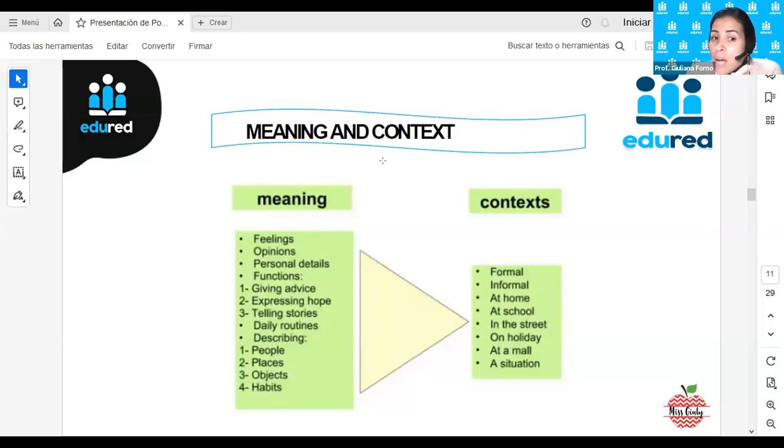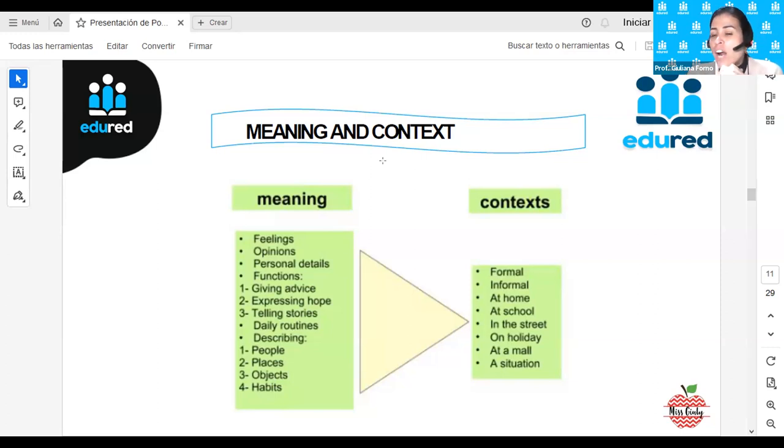Giving advice. For this, for example, if you are going to teach them to give advice, you need to teach them the grammar of should and shouldn't, would and wouldn't. If they don't know that they need to use should and shouldn't, they are not going to be able to give advice. Expressing hope, telling stories, daily routines, present tense. If you don't let them know that they are going to use present tense, most of them are going to confuse it with continuous. And they are going to tell you that they are doing something, not as a habit, but as a present action. That's why we need to give them the grammar, the tenses. Describing people, places, objects, habits.